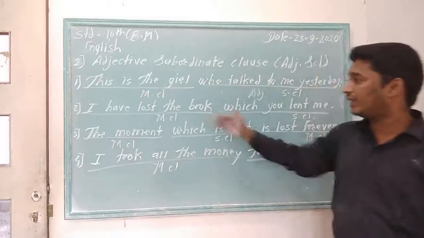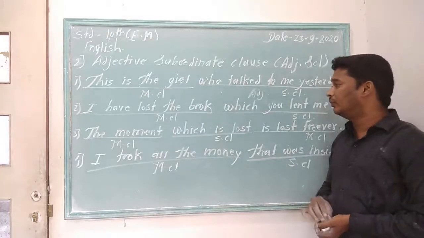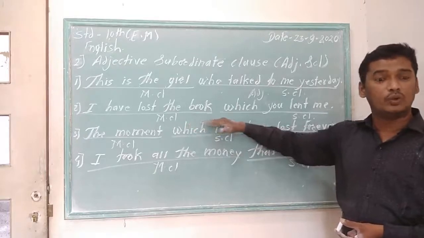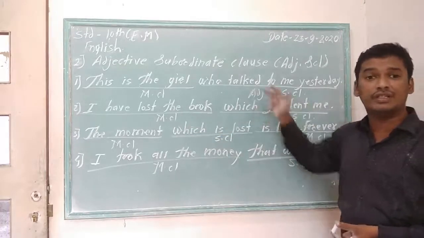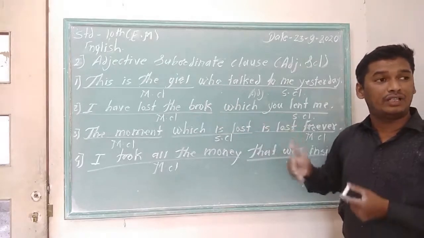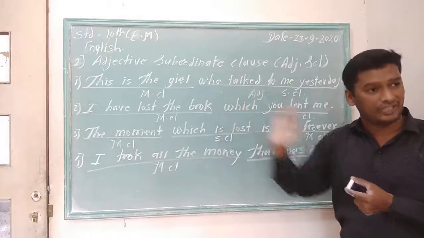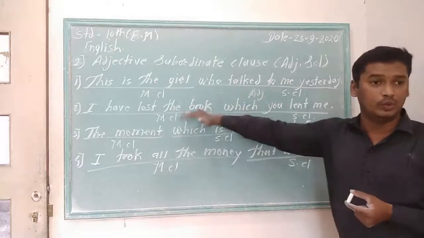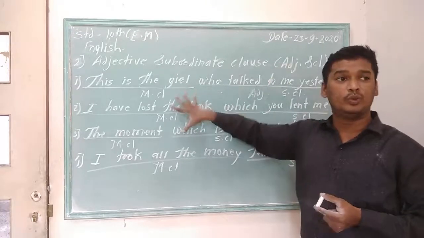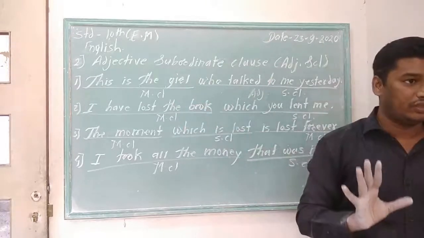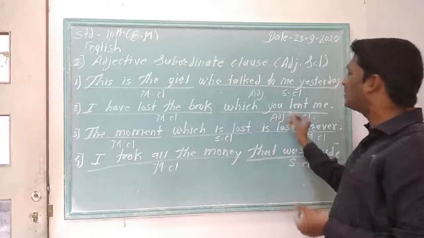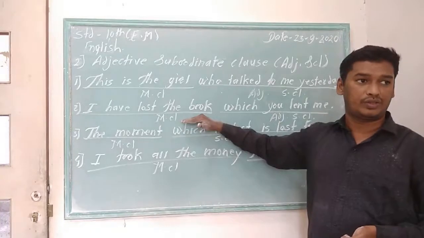Okay? Now second, I have lost the book which you lent me. Which means the book. Which you lent me. What did I do with that book? I lost it. So which means the book. This subordinate clause tells more information about the book which you lent me, I lost. Have you understood? So it is an adjective subordinate clause as it describes the book in the main clause.